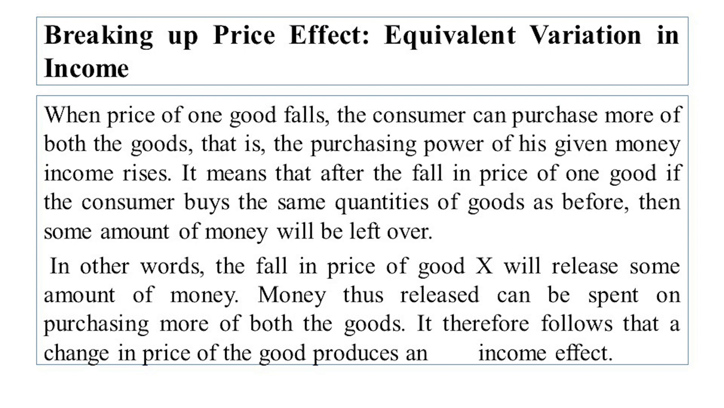It means that after the fall in price of X, if the consumer buys the same quantity of good as before, then some amount of money will be left over. In other words, the fall in price of good X will release some amount of money. Money thus released can be spent on purchasing more of both the goods. It therefore follows that a change in price of the good produces an income effect.